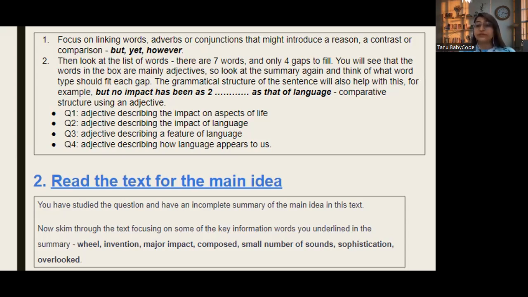Read the text for the main idea. Now what should you do? You have studied the question, you have done with the incomplete summary. Now you should start skimming the text, focus on some of the key information which you have already underlined, the words you have already underlined or circled. Now start skimming and scanning through them, right?